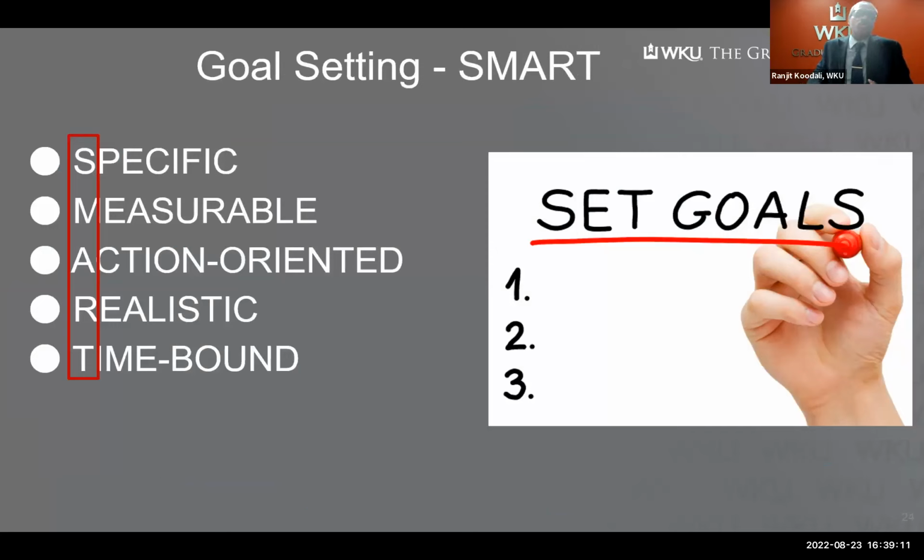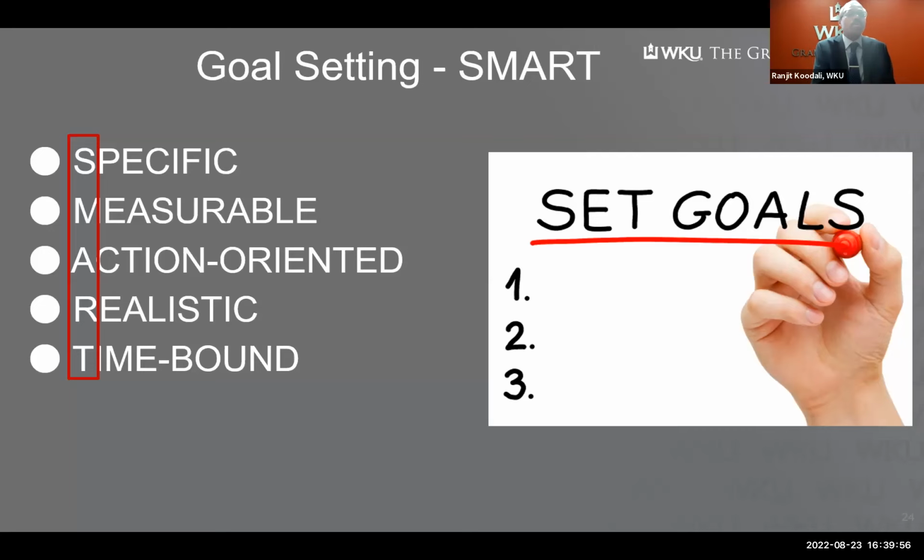When we set goals, we talk about something called SMART, S-M-A-R-T. When you set goals, we ask that you be very specific. It should be measurable. That is, after a period of time, you should go back and know whether your goals have been achieved or not. It should be action-oriented, meaning that you really have to do something to acquire a skill. It has to be realistic. You're doing this on top of your graduate programs, classes, and thesis, so you need to be pragmatic, and you need to be time-bound.